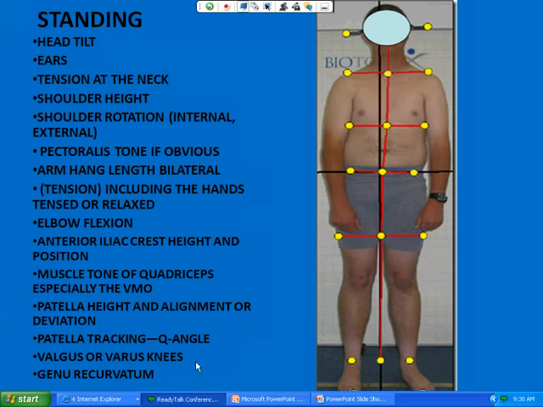You want to look at patella tracking, that's just what we looked at, as the alignment of the patella. And valgus and varus knees, you can see that the left knee is in valgus and the right is more neutral. Is there genu recurvatum? That's a hyperextension of the knees. It looks like the left knee would be hyperextended. You can see that the right is straighter. This left knee will pop backwards, or it's hyperextended.